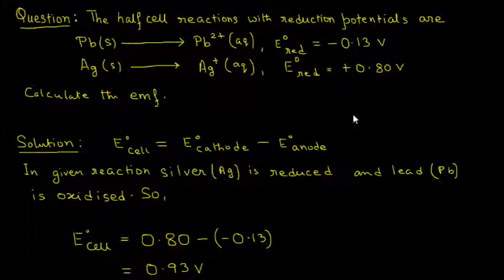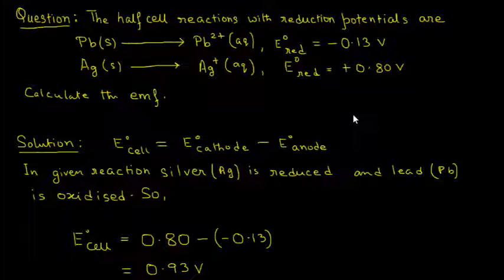Let us see few problems. Question: the half cell reactions with reduction potential are Pb gives Pb2 plus aqueous, E reduction is equal to minus 0.13 volt. Ag solid gives Ag plus aqueous, E reduction is equal to plus 0.80 volt. Calculate the EMF. So it is a very simple formula.